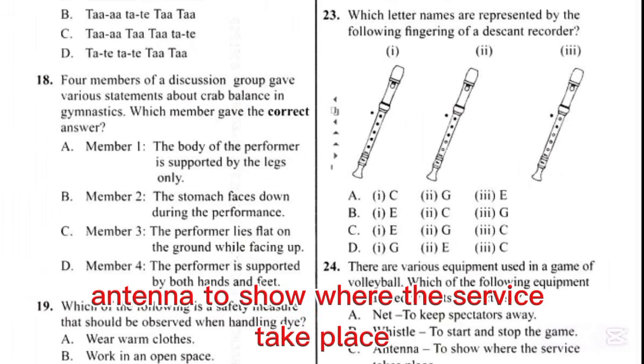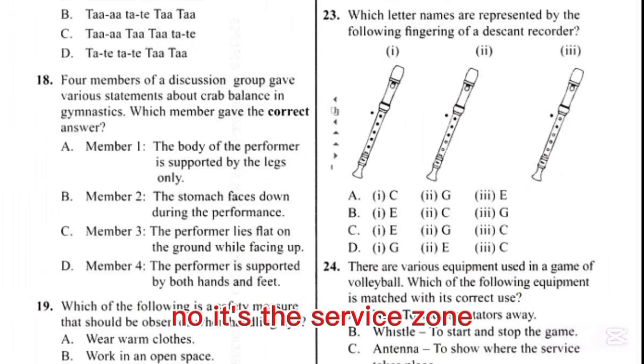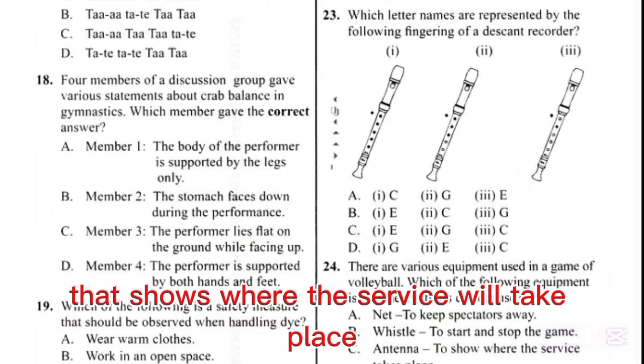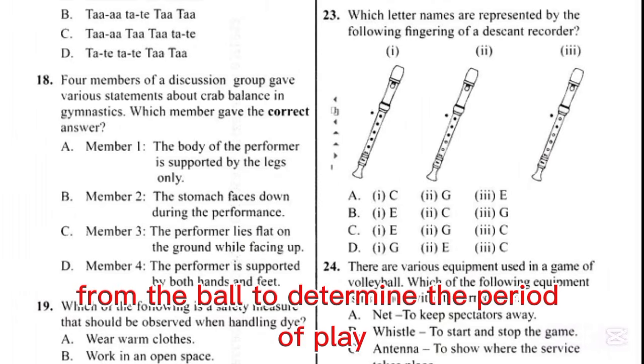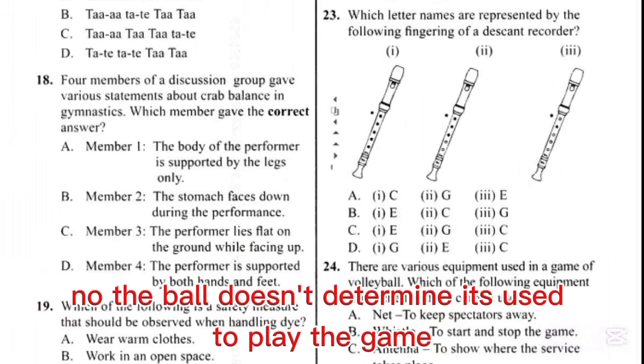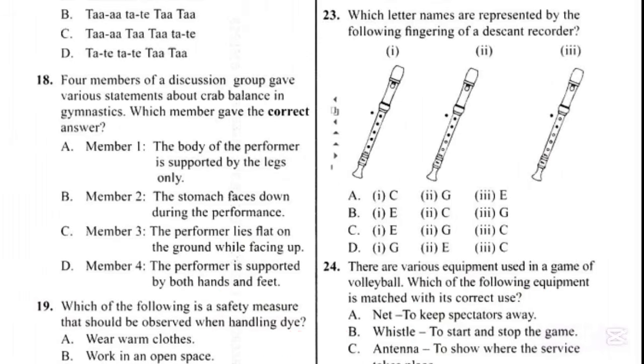Antenna to show where the service takes place. No, it's the service zone that shows where the service will take place from. The ball to determine the period of play. No, the ball doesn't determine that, it's used to play the game.